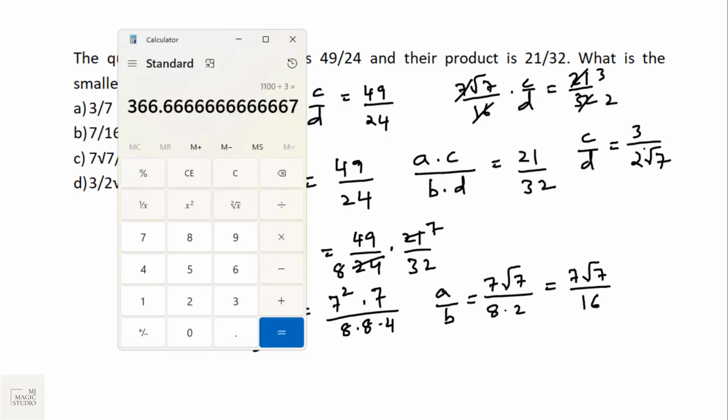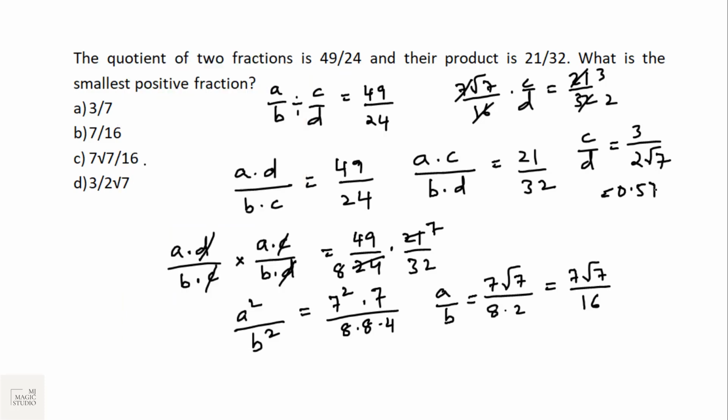Let's calculate this. 7 root 7 divided by 16. The first fraction value which we are getting is 1.15 and the product is 21 by 32. 21 by 32 divided by 1.15. So the second value is 0.57. This is 0.57 and this is 1.15. We are looking out for the smallest positive fraction. That would be 3 by 2 root 7. Option D is the pick.